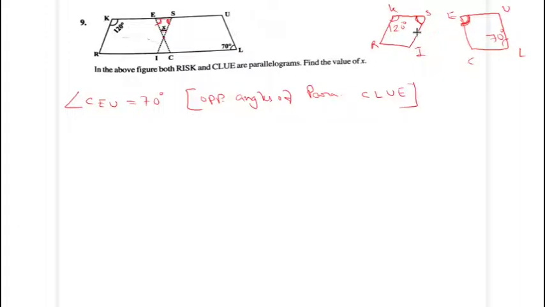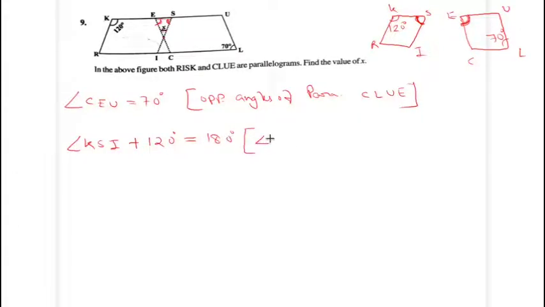Now here we have to focus on this angle KSI. Angle KSI and this angle 120 degree, these two are adjacent angles and their sum is 180 degree. That is also a property of a parallelogram, that the sum of adjacent angles is 180 degree, or they are supplementary. So here what will we write?